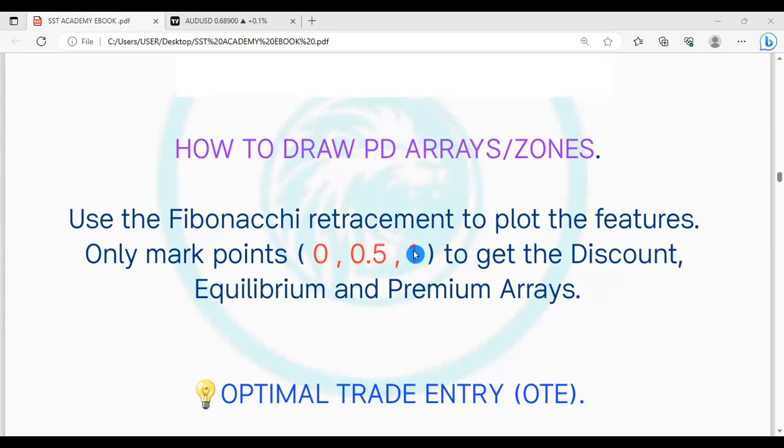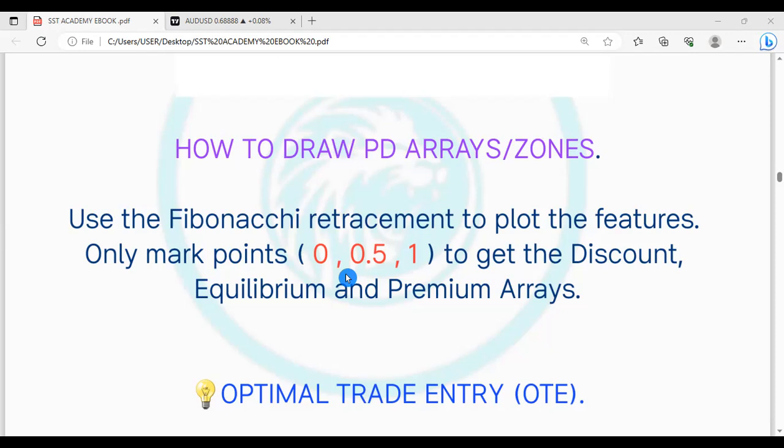Okay, so it depends on how you're actually going to execute your trades. If you're looking for a buy opportunity, it is best for you to execute your trades on a discount. When price is at the discount zone, it is safe for you to buy. But if you're expecting to sell, it is more profitable for you to sell at the premium zone.